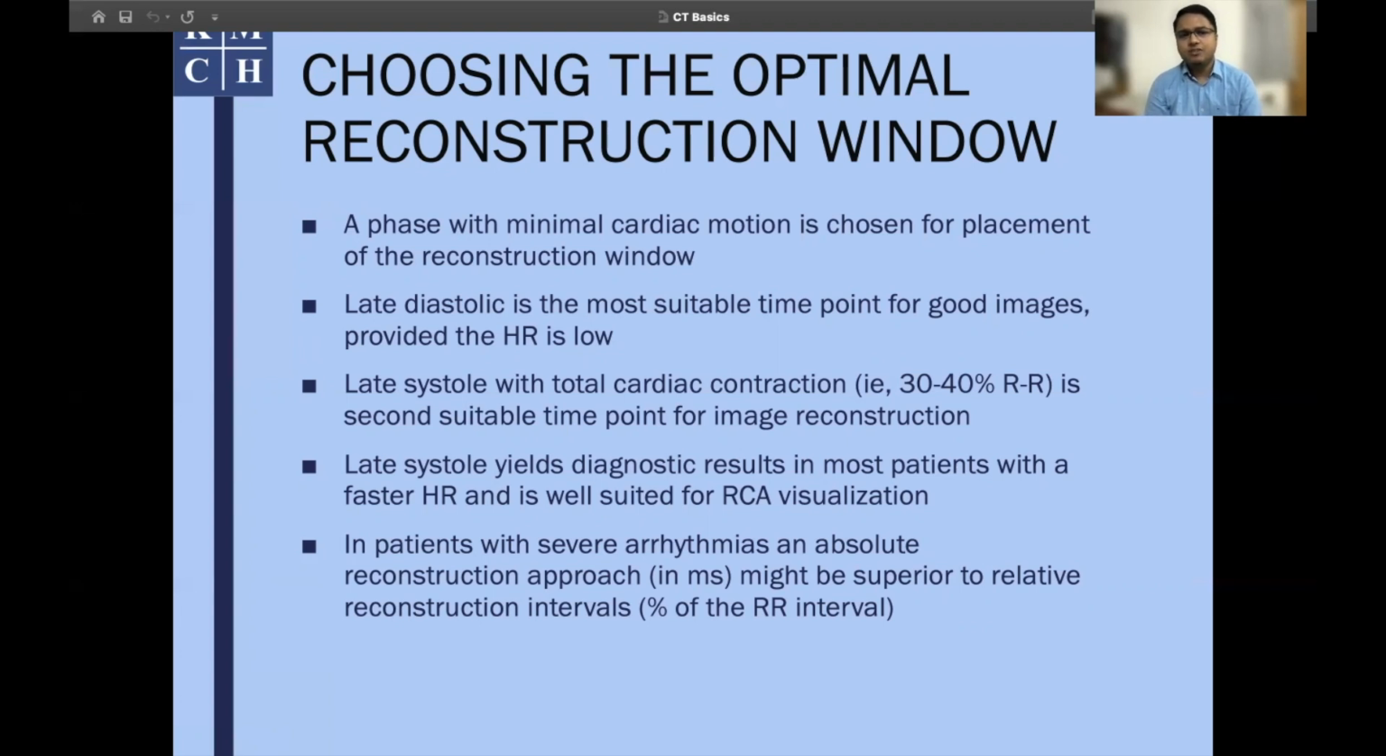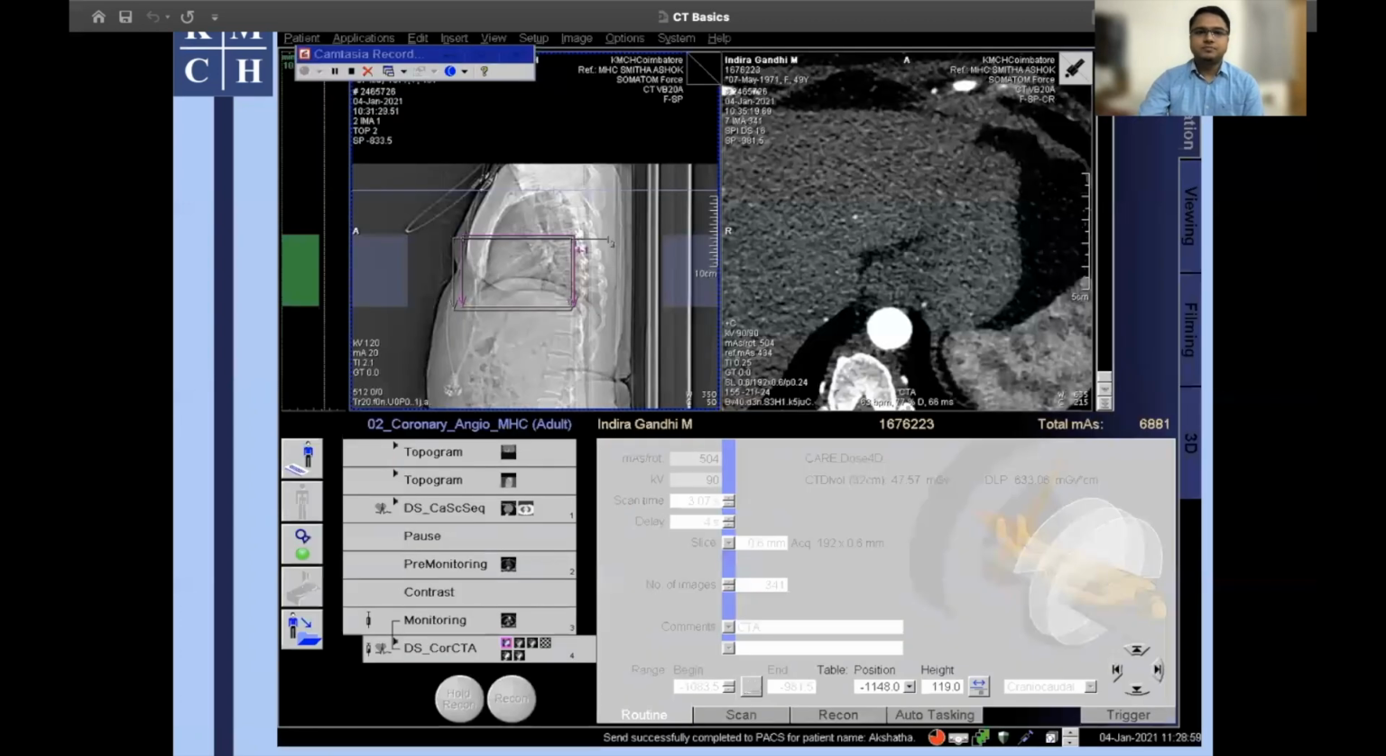The late systolic phase will yield better diagnostic images than the late diastolic phase, especially when the heart rate is very high. And in patients with severe arrhythmia, an absolute reconstruction method, like giving a value in milliseconds from an R wave, will give you superior image quality than using a percentage of RR interval.